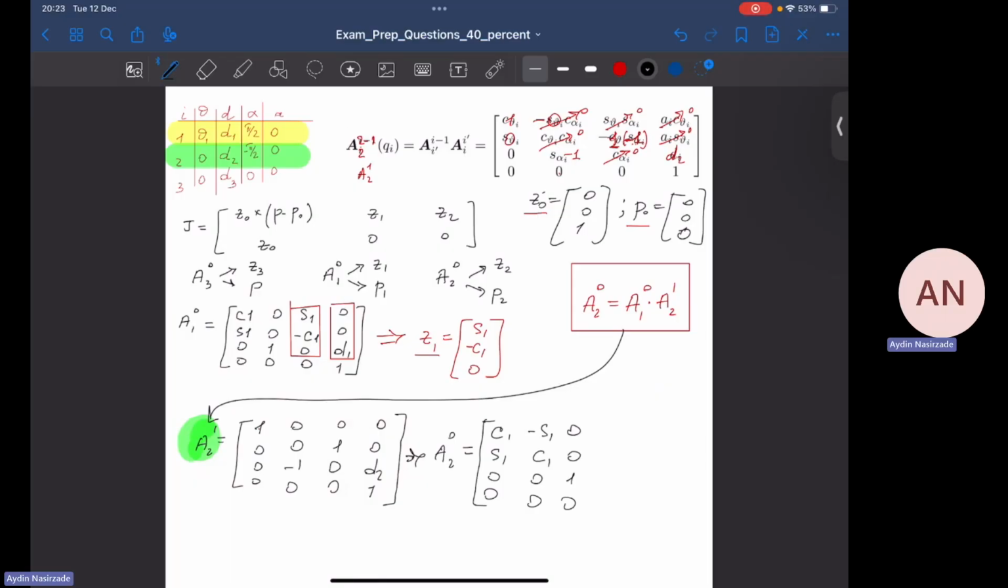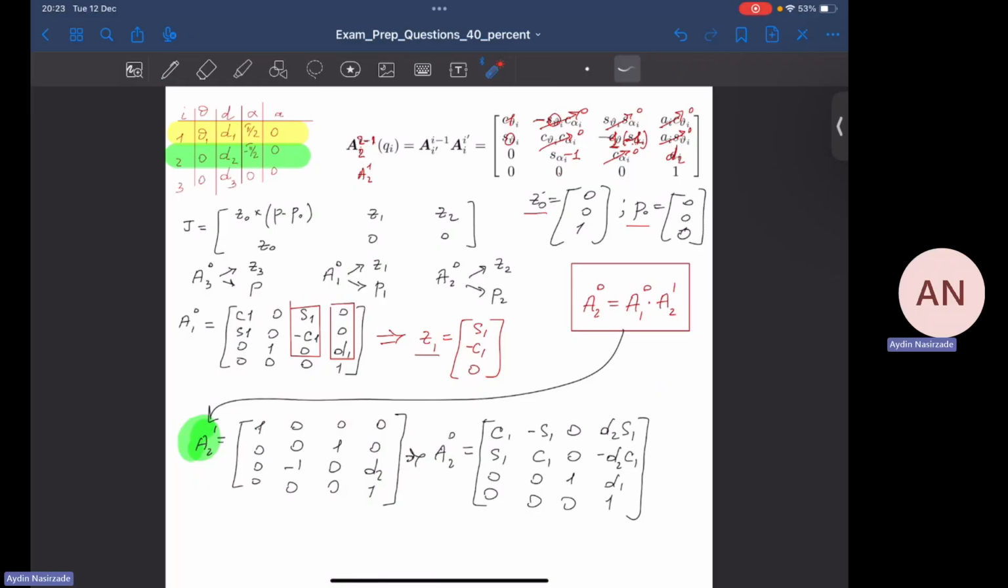Okay, and finally, 0, 0, D2S1, right? And 0, 0, 0, minus D2C1, and 0, 0, 0, 0, D1, right? I guess. Let me see. Hold on. Okay, 0, 0, 0, D1. Okay, and 0, 0, 0, 1 here.